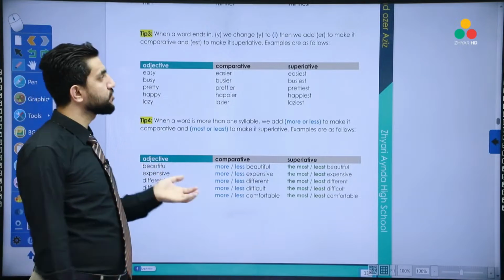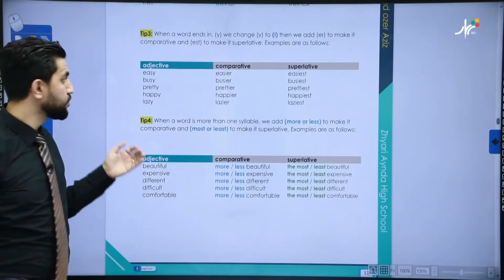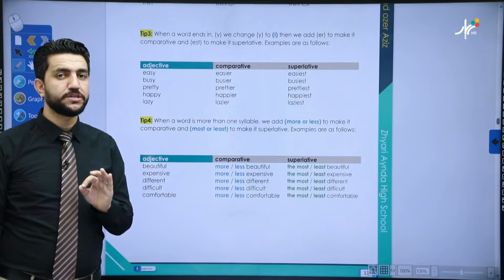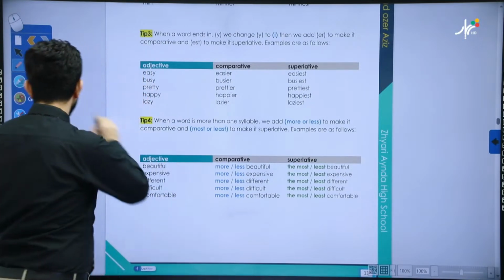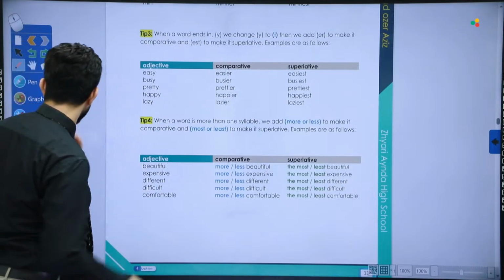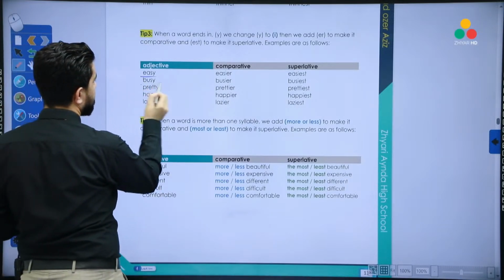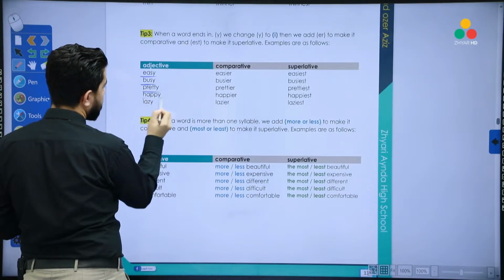When we have an adjective that ends in Y, we change Y to I, then add ER to make it comparative, and EST to make it superlative. So let's take a look at the examples. For example here, we have busy, easy, pretty, happy, lazy.